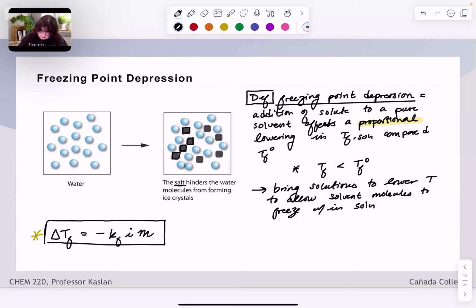So let's again go over those pieces. So delta T_f, this is our change in freezing point, meaning this is looking at the difference that the freezing point of our solution has compared to the initial freezing point, or the freezing point of our pure solvent.